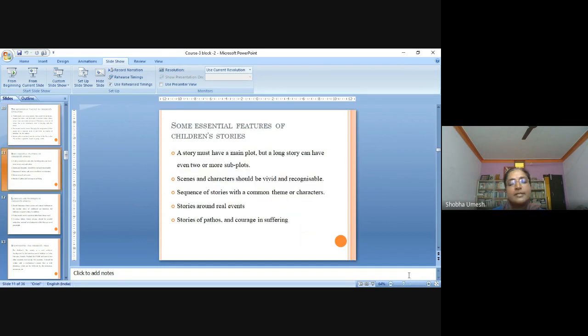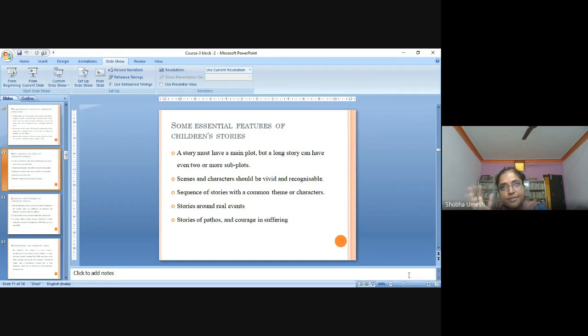And the next point is that we have to recall certain essential features of children's stories. When we write stories for children, we have to keep these features in our mind. Every story should have a beginning, a middle, and an end. Plot is very important. Plot is considered the heart and soul of a story. But a long story can have even two or more subplots.